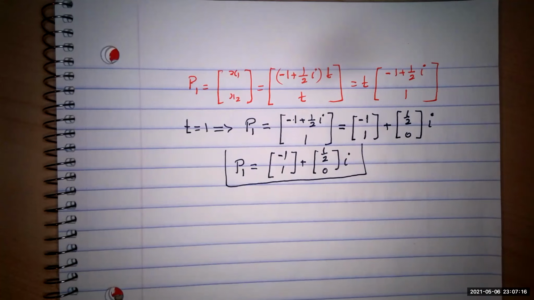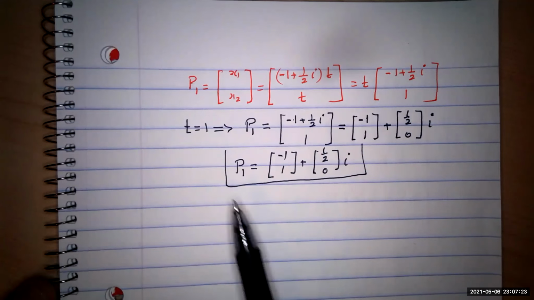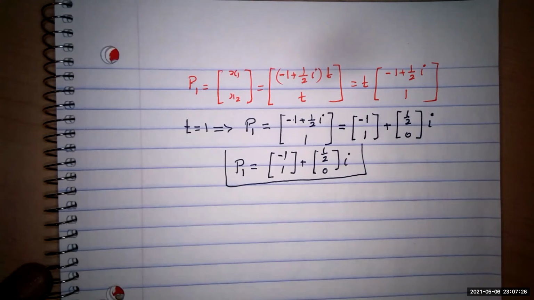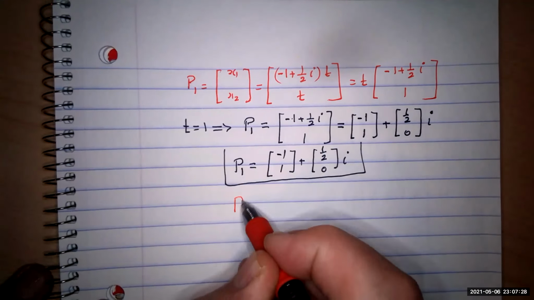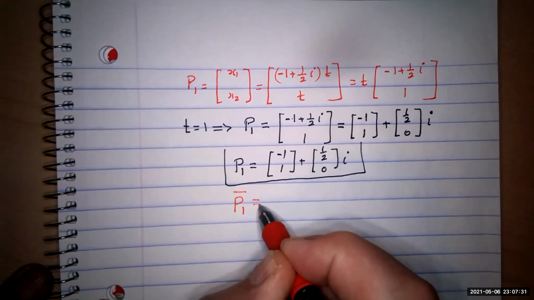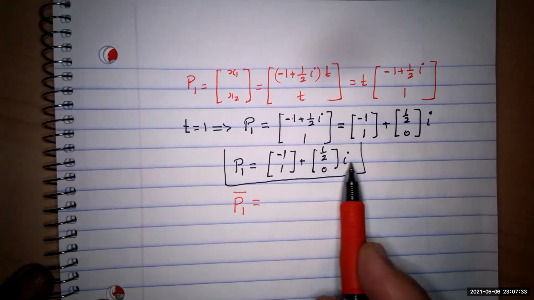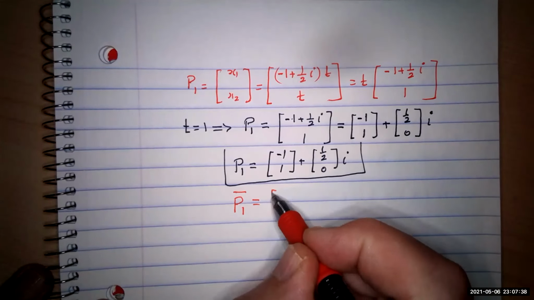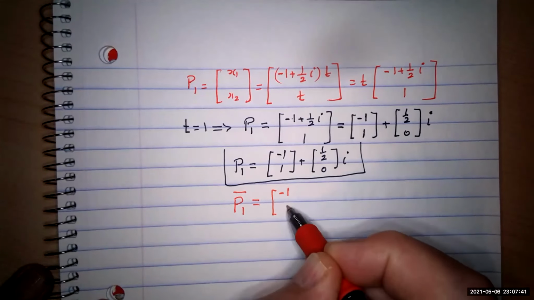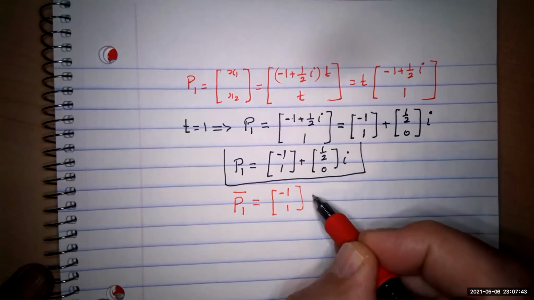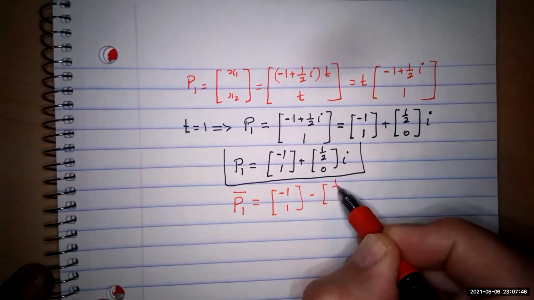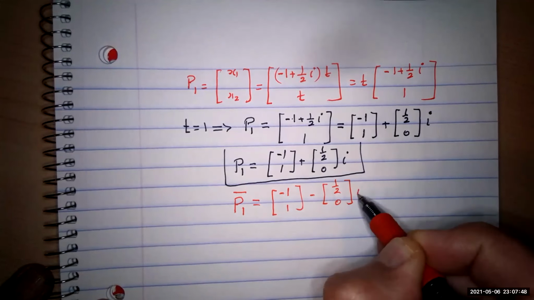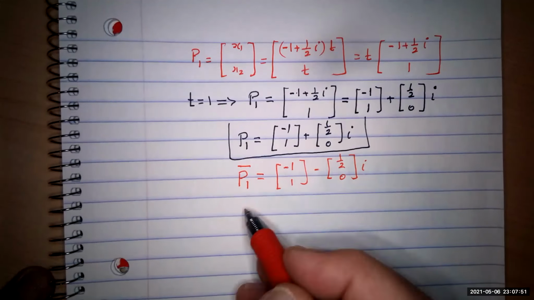So you have to find another one. Remember, we have two. What we are going to do is use the theorem that we talked about. We are going to take the conjugate of this to get the second one. So P1 conjugate is the conjugate of this. You just change the sign of the i part. So this is going to be -1, 1 unchanged, but this is going to be minus 1/2, 0, times i. So this would be your P2.